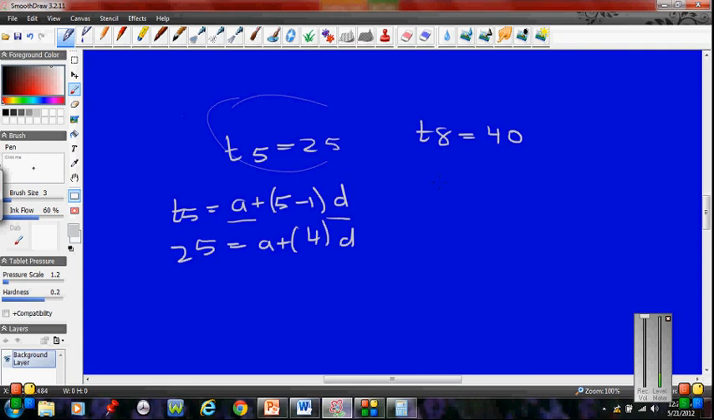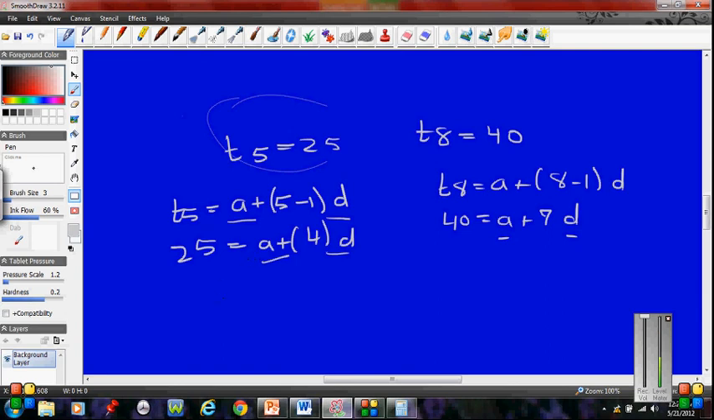So let's do it for this one as well. T8 is equal to a plus 8 minus 1 d. What does that mean? 40 is equal to a plus 7d. All right, so now we see that there's the same variables in both: a and d. If we have two variables and two equations, we can isolate for one variable and solve the equation. So let's do that now.